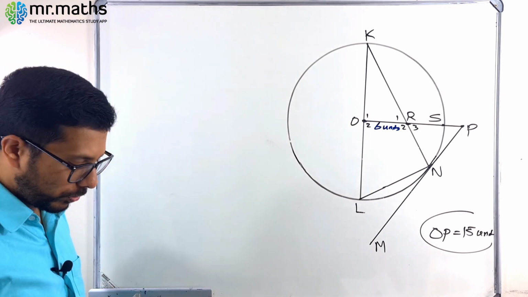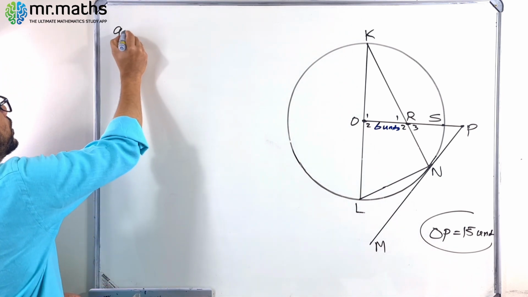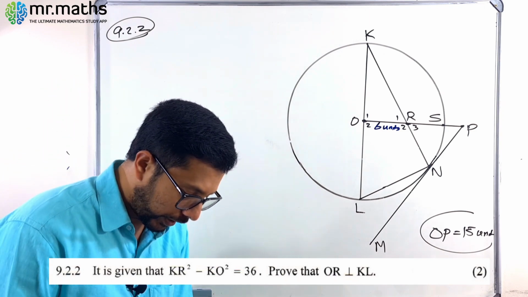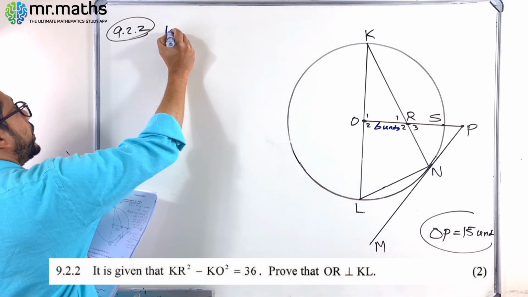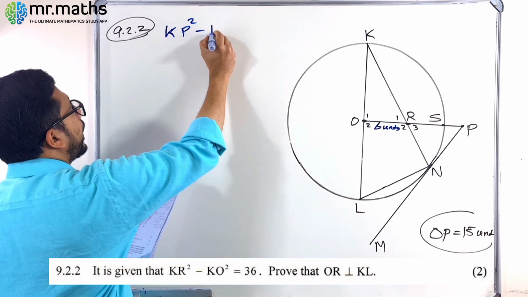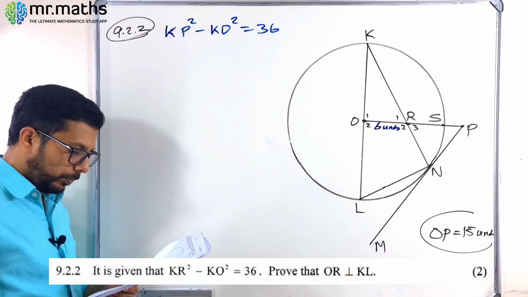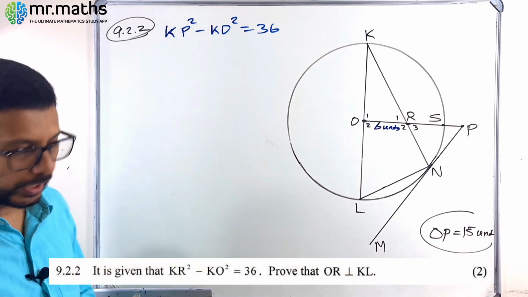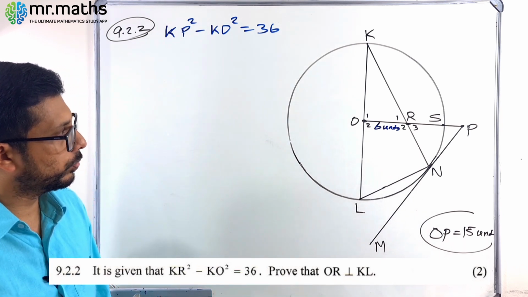Now let's move to the next question, 9.2.2. Question number 9.2.2. What is that question? It is given that KR square minus KO square is equal to 36. Prove that OR is perpendicular to KL. You have to prove that OR is perpendicular to KL.